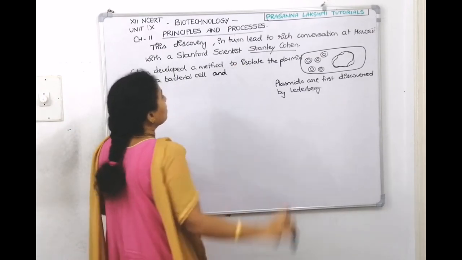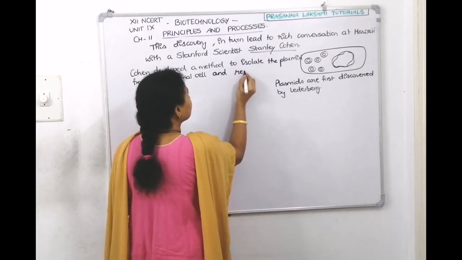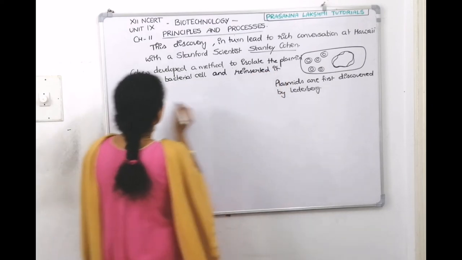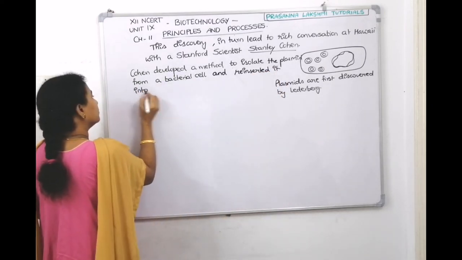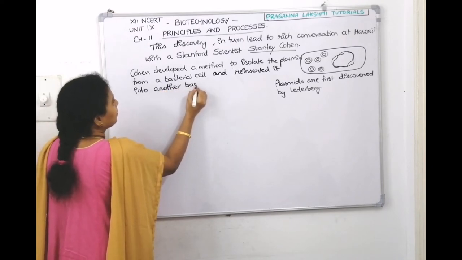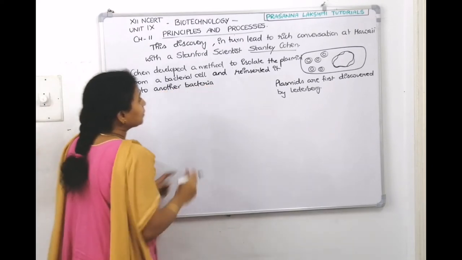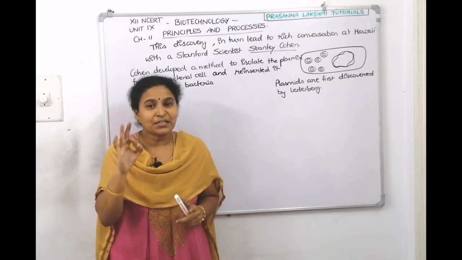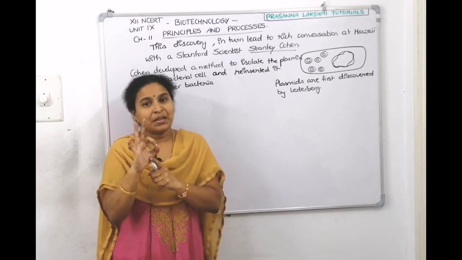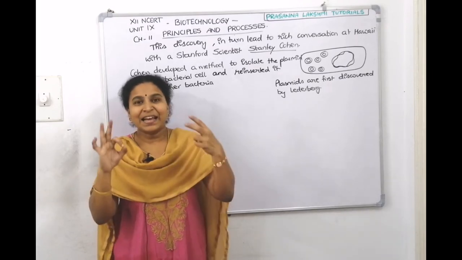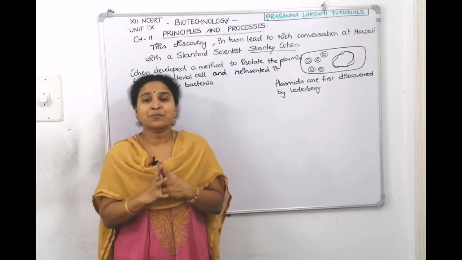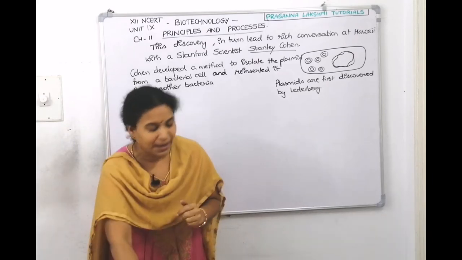We should write: reinserted it into another bacteria. He reinserted it into another bacteria. Now, this person, who is he? Cohen isolated a plasmid. Boyer isolated an enzyme which can cut it, right? Now we can tell, combining this process with that of Boyer splicing.